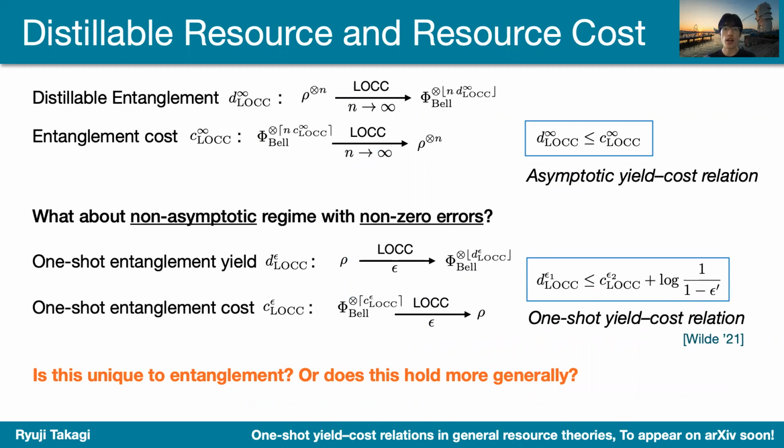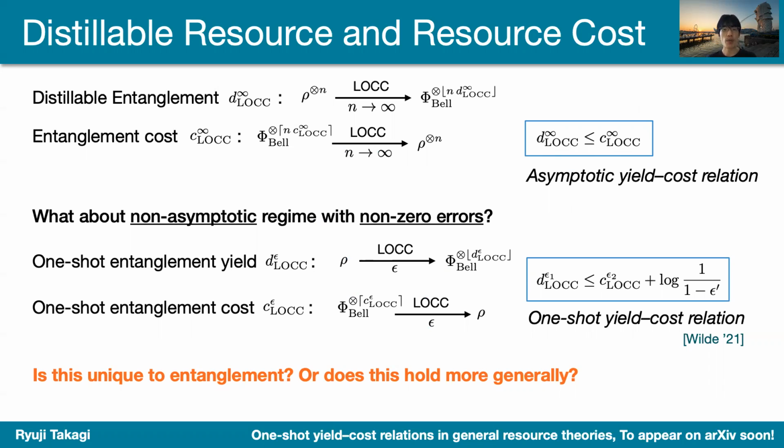This topic was intensely studied in the setting of entanglement, where in the asymptotic limit, people figured out that the distillable entanglement and entanglement cost have such a relation, where the distillable entanglement is upper bounded by the entanglement cost. This also makes sense operationally, because otherwise one could generate an infinite amount of entanglement using only LOCC.